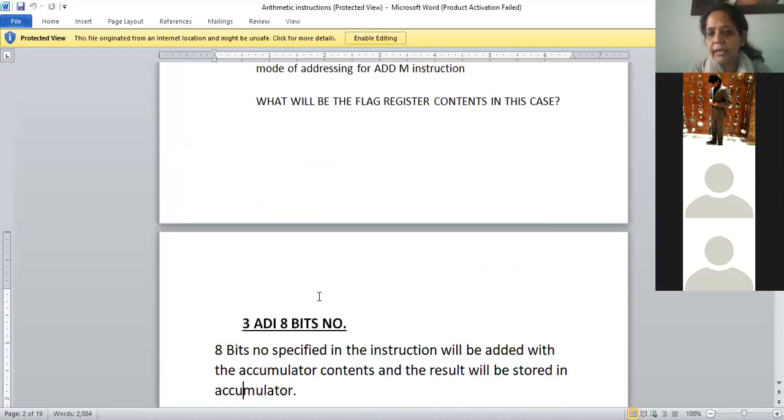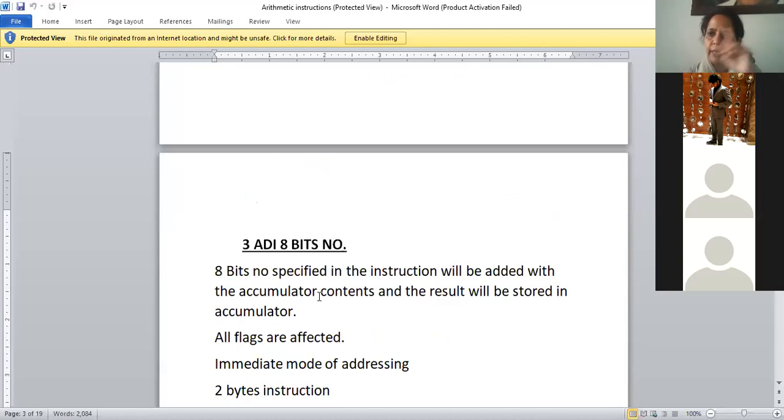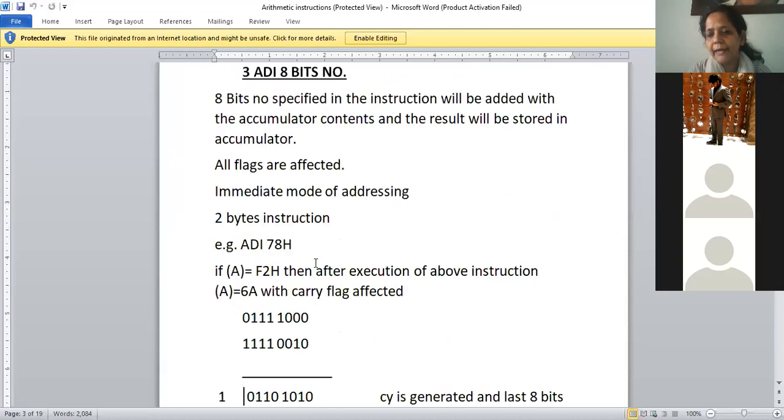Then we had seen ADI instruction. So MOV, MVI, ADD, ADI, SUB, SUI. That you have to remember. So ADI, and then you have to mention the 8-bit number. That 8-bit number will be added into the accumulator and the answer will be stored in the accumulator.